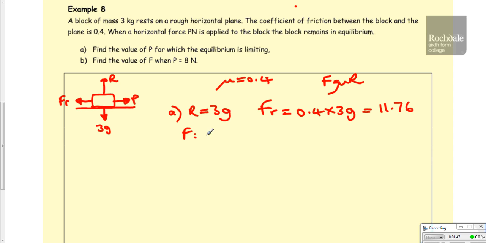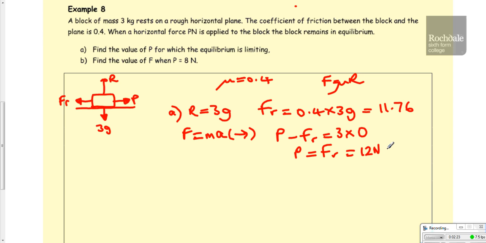You could think about this as saying F equals ma to the right, and you could say that the resultant force is P minus friction, and that would be equal to the mass times the acceleration, which is 0. It isn't moving. Or you can just go straight to the stage where you say forces to the right would be equal to forces to the left. So if we know that P is equal to the value of friction, we know that that's 11.76, and because we've involved g in this question, we should really give our answer to two significant figures. So that would work out to be 12 newtons.